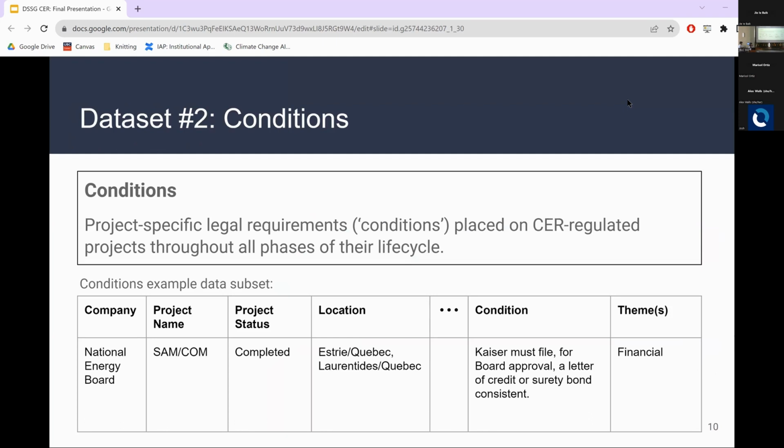So just looking at a subset of the data, we can see some columns that tell us about project specifications like the company involved, the project name, project location, and of course the condition itself, and then a CER labeled theme. And so just like the OPR data, we want to be able to take the conditions text and build a multi-label classifier, since one condition can have one or multiple themes associated with it.